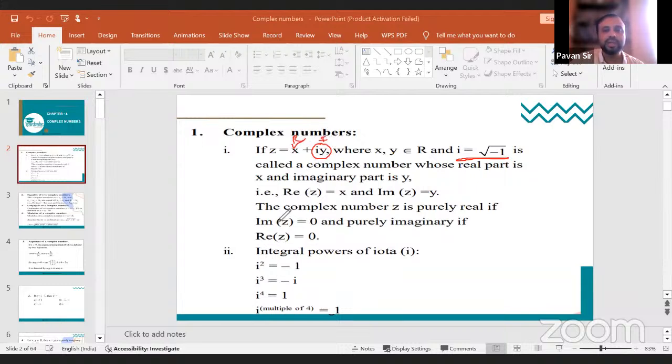The complex number z is purely real if the imaginary part is 0. Why? Because when the imaginary part itself is 0, the only part left is the real part.